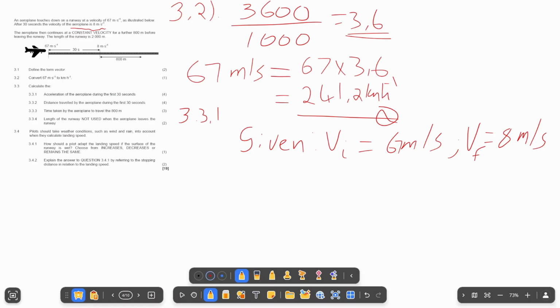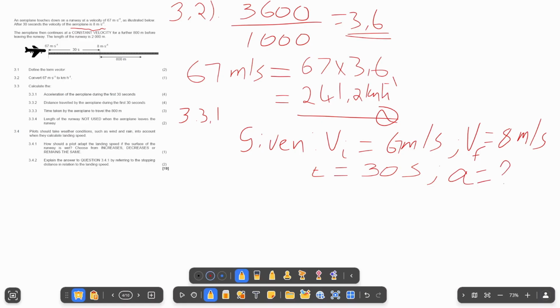We are given time because they say for the first 30 seconds. Good. Now, what are we supposed to calculate? Calculate acceleration. Then we can write acceleration is equal to a question mark. This is what we need to calculate.